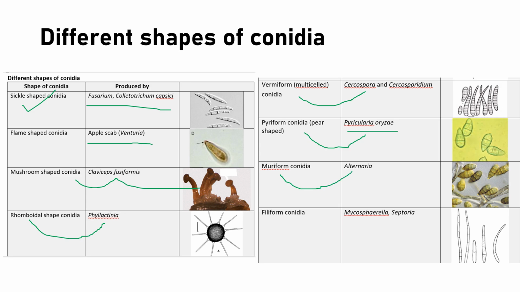Muriform conidia, or muriform septation kind of conidia, can be observed in Alternaria. Piliform conidia is produced by Mycospirilla, and Septoria can produce piliform shape of conidia. These are all the different shapes of conidia. Okay.